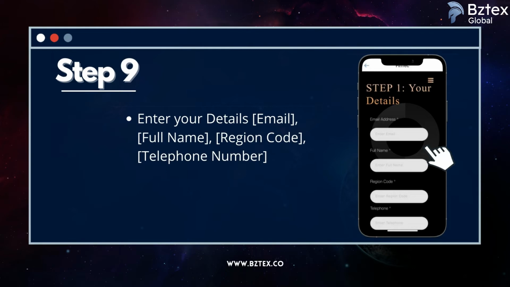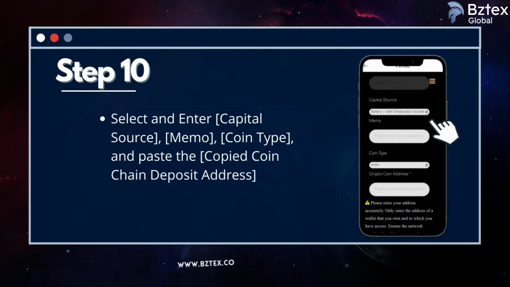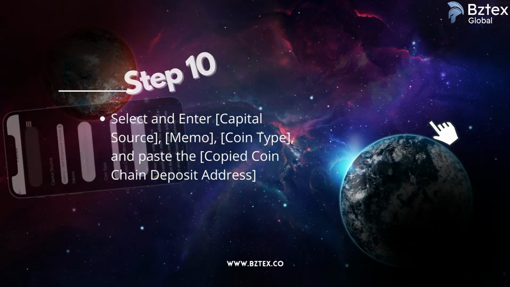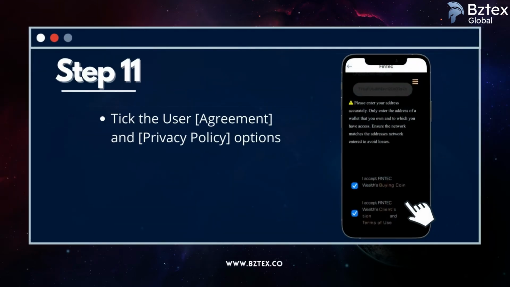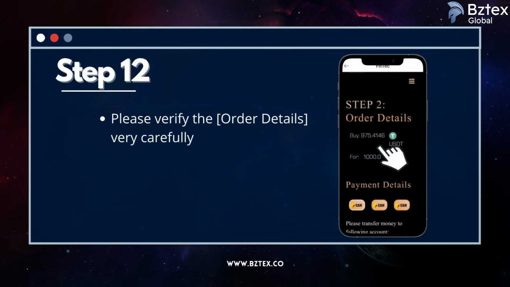Enter your details: email, full name, region code, telephone number. Select and enter capital source, memo, coin type, and paste the copied coin chain deposit address. Tick the user agreement and privacy policy options. Please verify the order details very carefully.